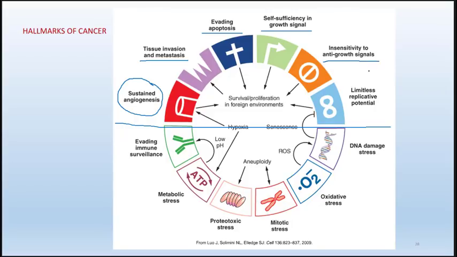It needs to have insensitivity to anti-growth factors, so it needs to be able to resist the signals that inhibit or are attempting to inhibit its growth, signals that normal cells are very sensitive to. And finally, it needs to have limitless replicative potential, meaning that it can continue to replicate without limit.